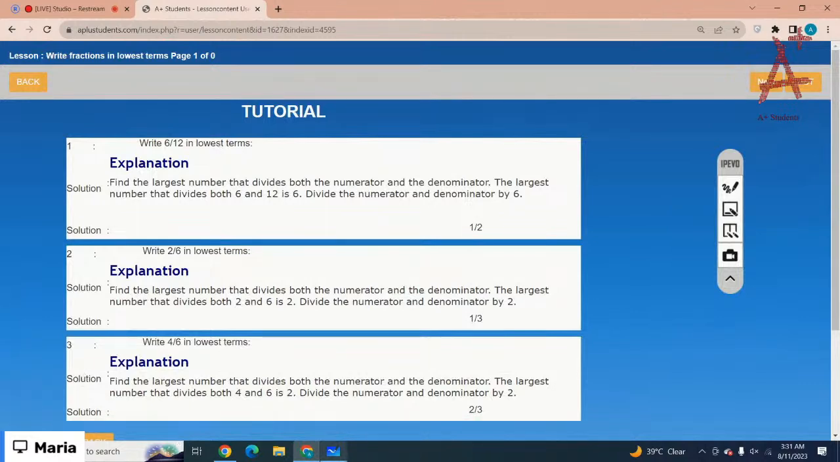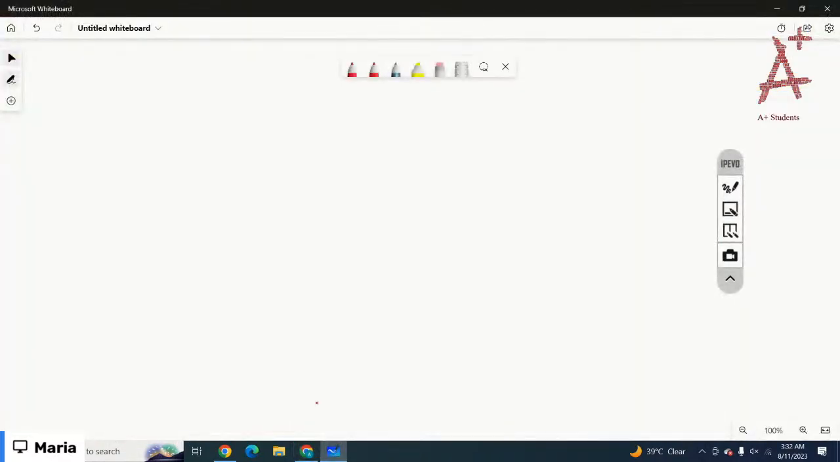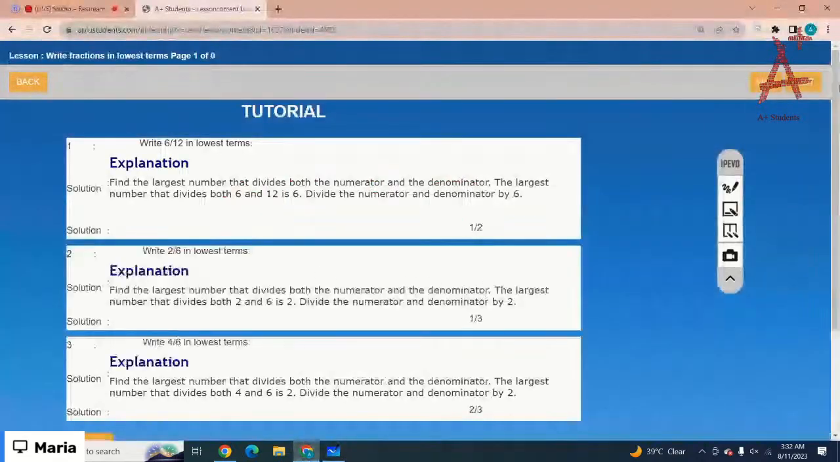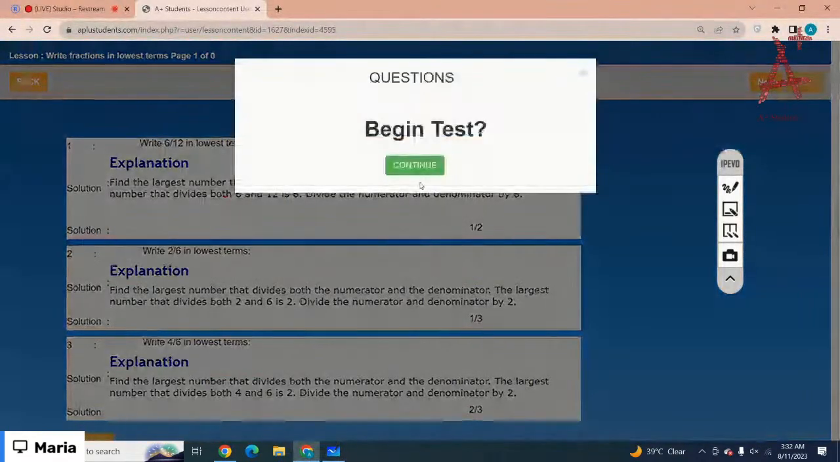Like you can see here, you have 6 over 12. So just find the largest number that can divide both, that is 6. Just divide them by 6. 6 times 1 is 6 and 6 times 2 is 12. That means 6 over 12, when you write it in the simplest form, would be 1 over 2, right? Let's just start with the practice questions.